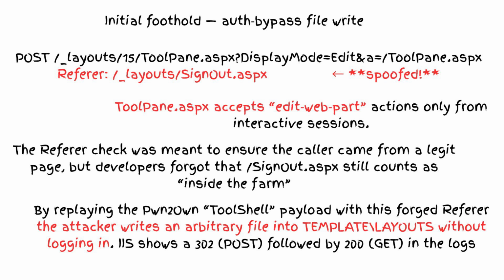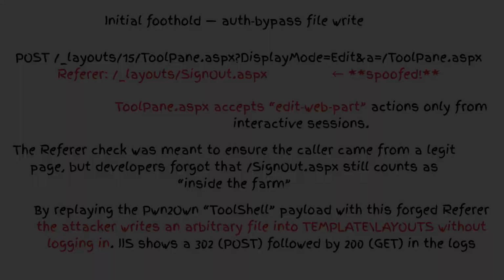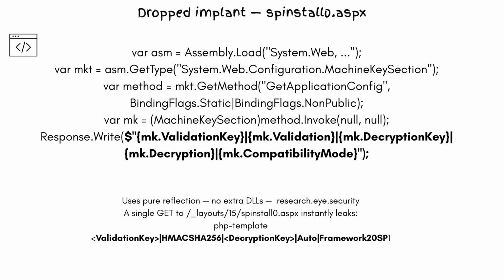As you can see on the screen, a forged referrer to ToolPane.aspx tricks SharePoint into thinking the user is editing a web part. And what is the result of it? A very small file called spinstall0.aspx drops into the layouts folder with no credentials and no alarm. Once you send a request to the file, it leaks the server's machine key, which is the cryptographic secret that signs the ViewState variable. That 160 byte response is the crown jewel for the attacker.